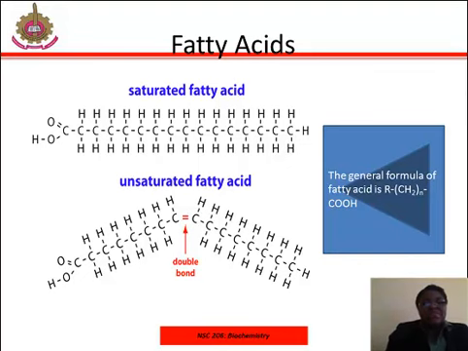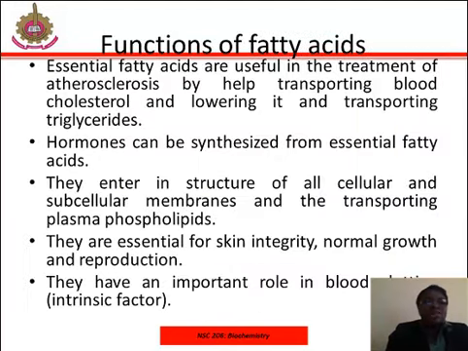Saturated fatty acids do not contain any unsaturated bonds. That is, they have only carbon single bonds, while unsaturated fatty acid is a long-chain carboxylic acid containing one or more carbon-carbon double bonds. This type of fatty acid is classified further according to the degree of unsaturation as monounsaturated and polyunsaturated fatty acids. Let's look at the functions of fatty acids.